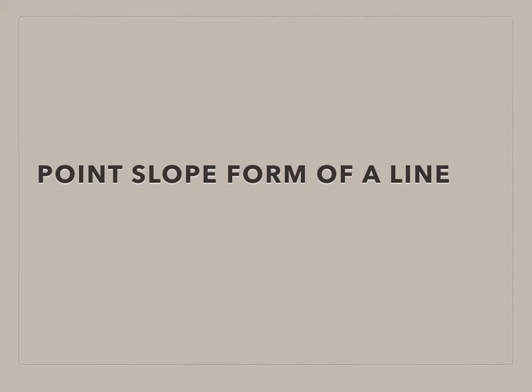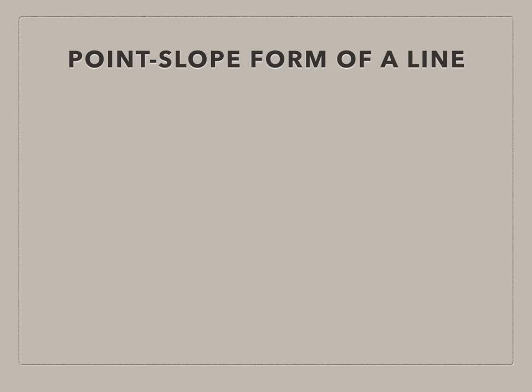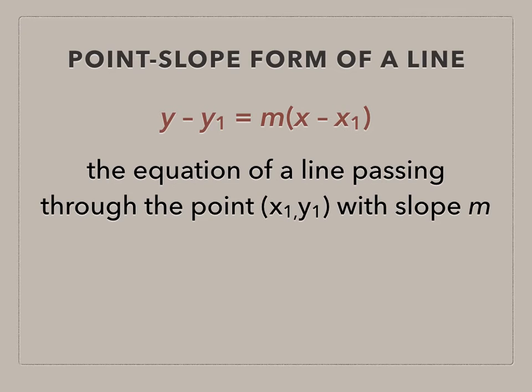Point-slope form of a line. The point-slope form of a line is y minus y sub 1 equals m times x minus x sub 1. That's the equation of a line passing through the point x1, y1 with slope m. So in this lesson, we will practice graphing lines that are in this form, and we will practice writing the equations of graphed lines in point-slope form.